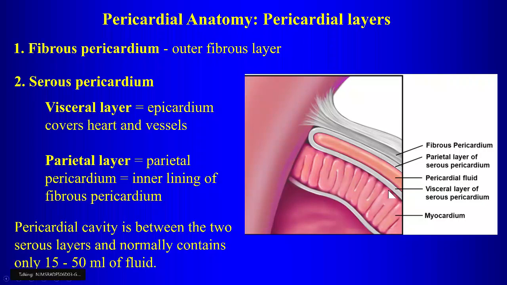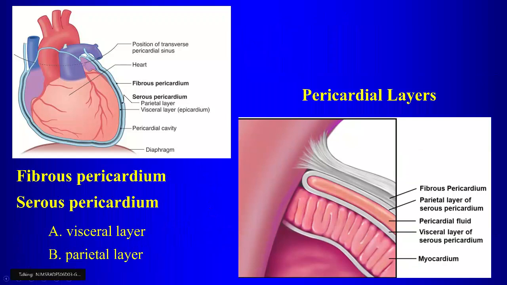So this covers the heart, and it covers the great vessels, the coronary arteries. And then there's the parietal layer, which is the outer layer of the serous pericardium, and that is also the inner lining of the fibrous pericardium. And it's between those two layers where you can have pericardial fluid. So the pericardial cavity normally contains only about 15 to 50 milliliters of fluid around the heart.